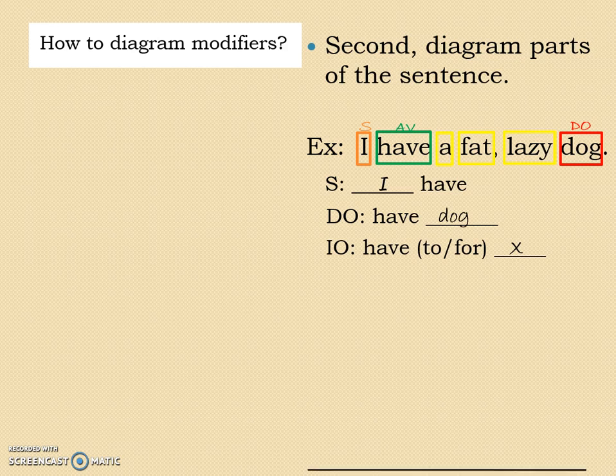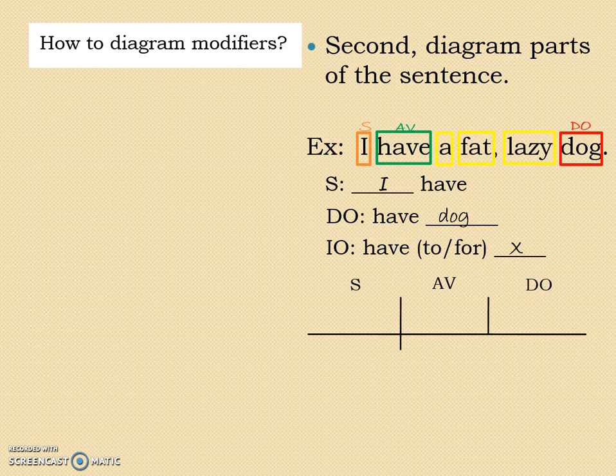Now let's move on to diagramming this sentence. As always, we will begin with our horizontal line that represents our basic sentence structure. We will add our subject-predicate division line, and because I have a direct object, I must also divide the predicate between the verb and the direct object. And then we will just simply fill in the blank. I have dog.